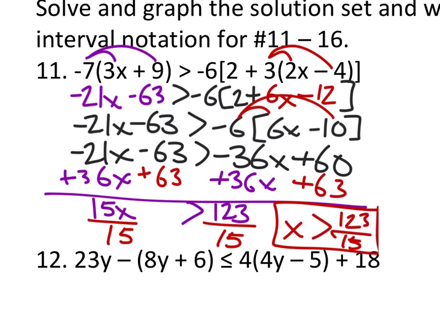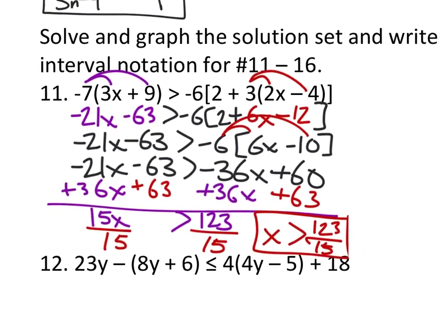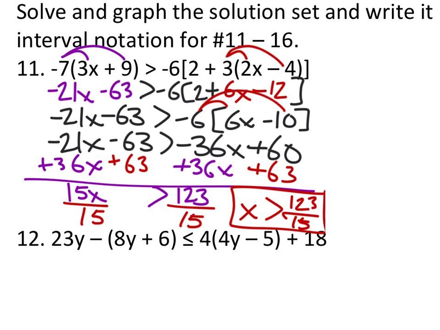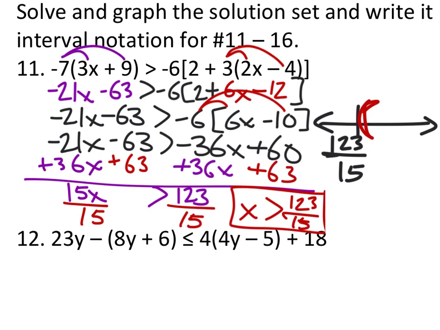It wanted us to write this in interval notation, and while correcting the homework, it seems like some of you guys forgot to do that. So since x is greater than 123 over 15, if I give myself a number line right here, and I make this positive, it's 123 over 15. Okay, so it's not equal to, so we have to indicate that it's not included. But all the values to the right are going to be greater than x, okay? And you could check that.